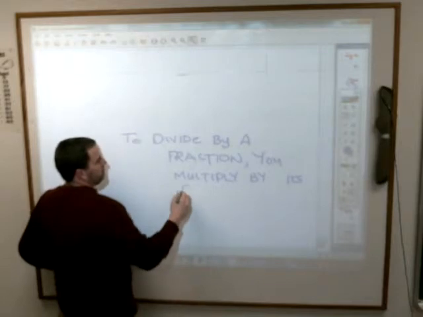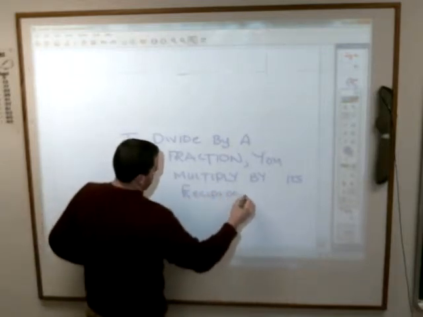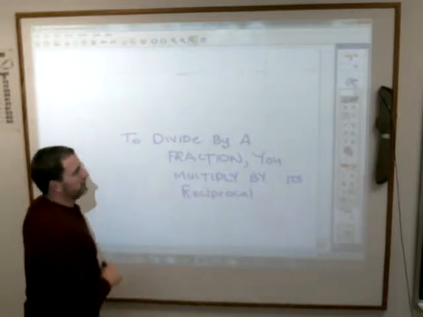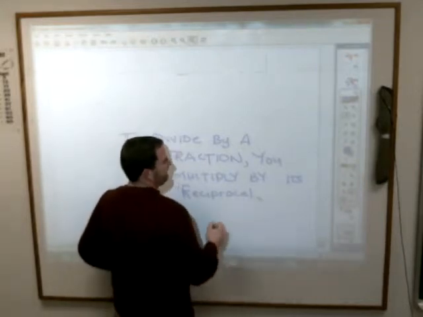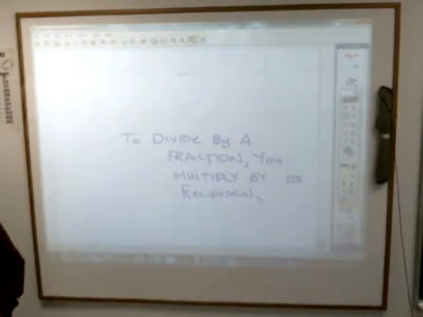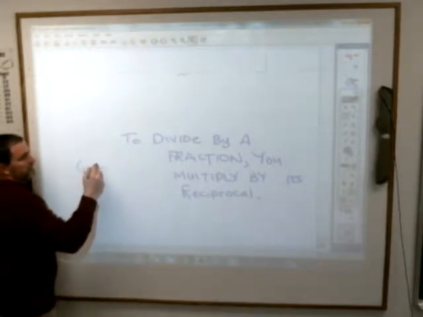Write this down. Have we talked reciprocals? Yes. Perfect. Then we'll know this here. To divide by a fraction, you multiply by its reciprocal. Write that down, and then we're going to do an example. Okay. Let's go back to my 6 divided by 2/3.